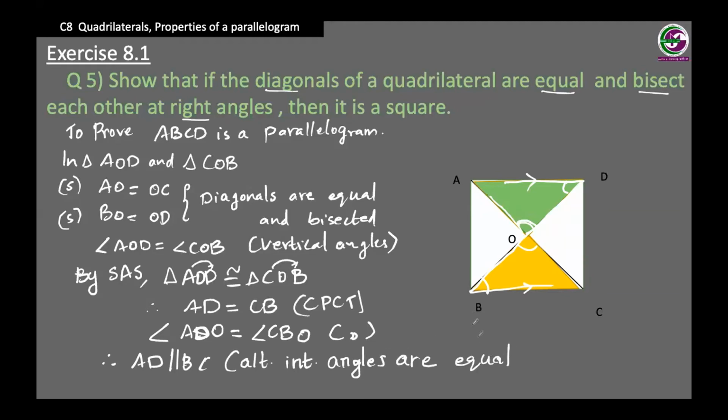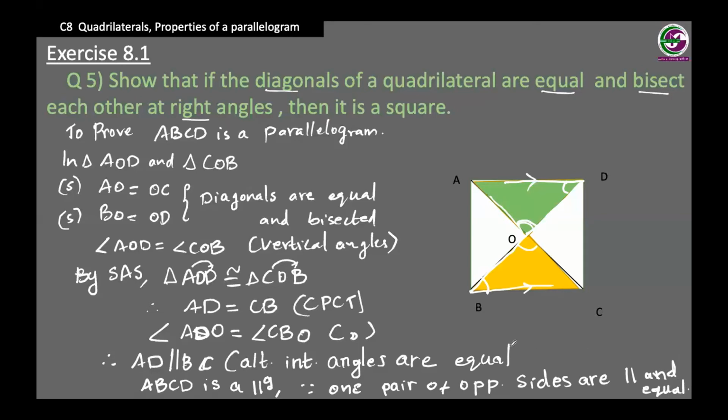So finally, we get one pair of opposite sides are equal and parallel. So ABCD is a parallelogram, because one pair of opposite sides are parallel and equal. So we prove that ABCD is a parallelogram.